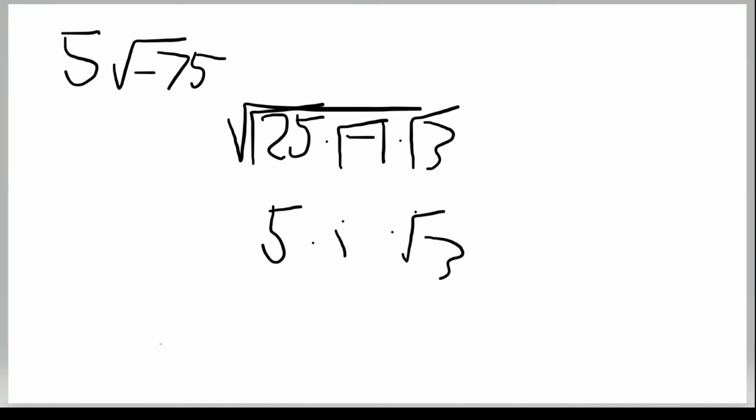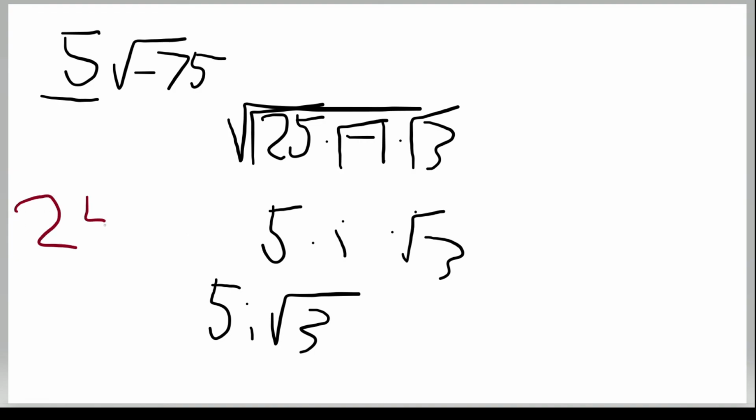So then it needs to be written as 5i times the square root of 3. Now, we still have the 5 up here, so we need to take 5 times 5. So our final answer should be 25i times the square root of 3. Easy.